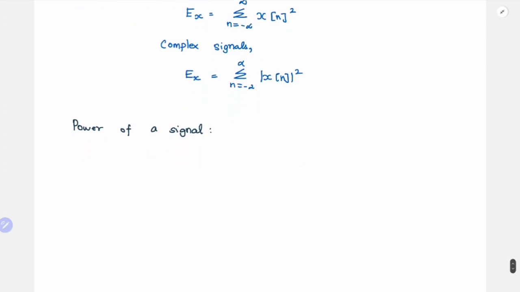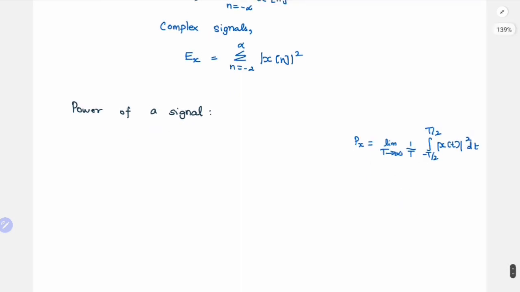So how did we define power signal in analog terms? For continuous time, we had Px as limit t tends to infinity 1 over t integral from minus t by 2 to t by 2 of mod x of t square dt, for both real and complex. So here, if we try to get a similar thing, we'll get some n by 2 in the summation. We don't want that. So we'll just modify this a bit.